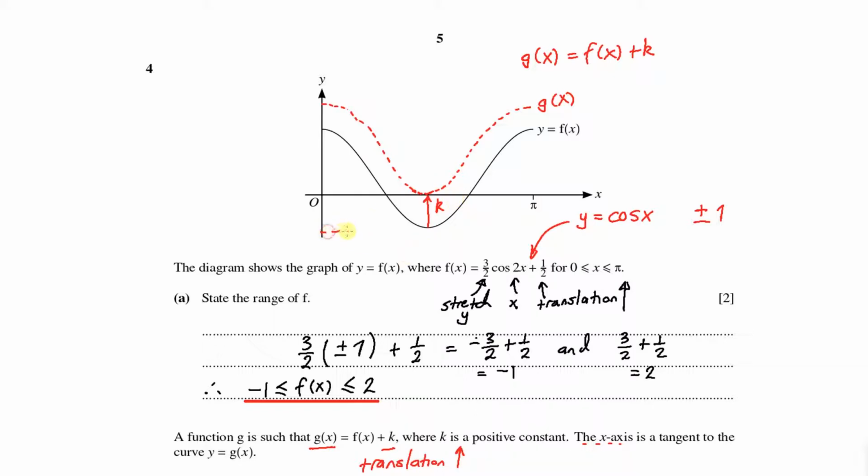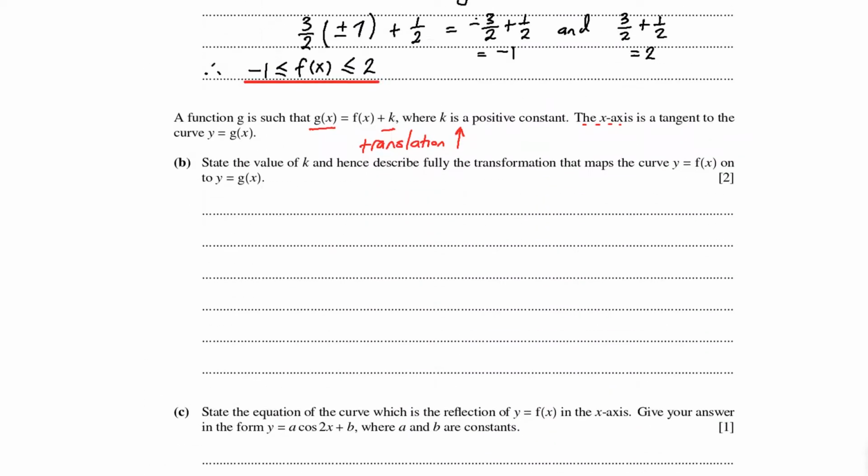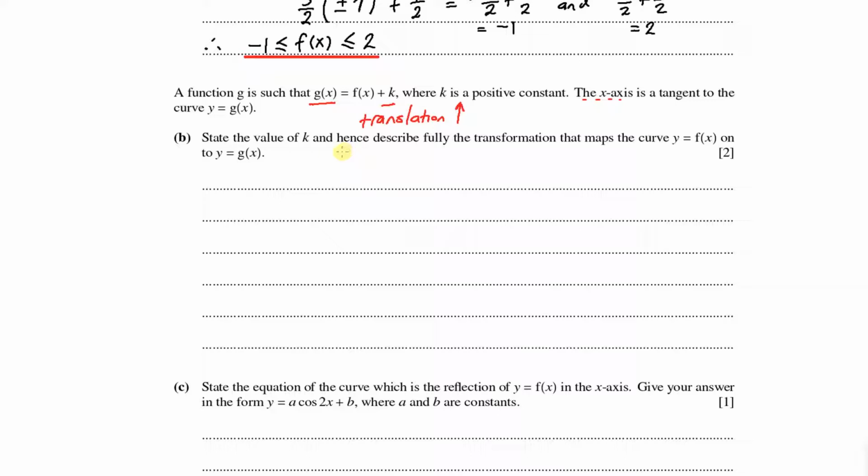So we know that the minimum point of this graph, from the range we got it to be -1. So by how many units should it be translated up so that the x-axis is a tangent? That should be 1 unit, where k is equal to 1. So k is just 1 unit. So to answer the question, state the value of k. So k is 1.